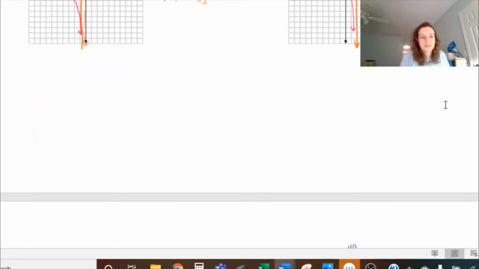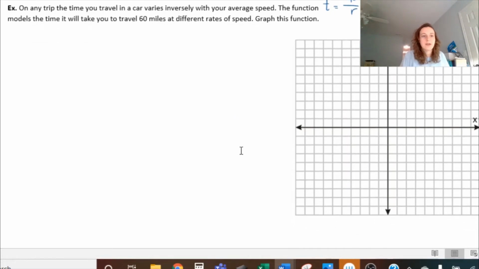All right, let's scroll on down and look at this first example. On a trip, the time you travel in a car varies inversely with your average speed. So remember from yesterday, as one goes up, the other goes down. And that makes sense. If you drive faster, then it takes less time for you to arrive where you're going. The function t for time is equal to 40 divided by r, which is the rate of speed, models the time it will take you to travel 60 miles at different rates of speed.